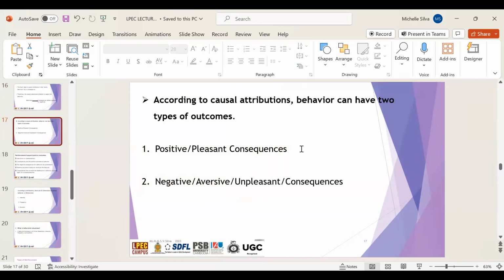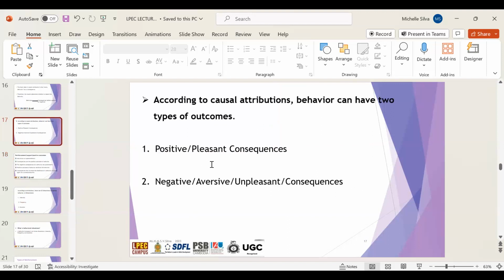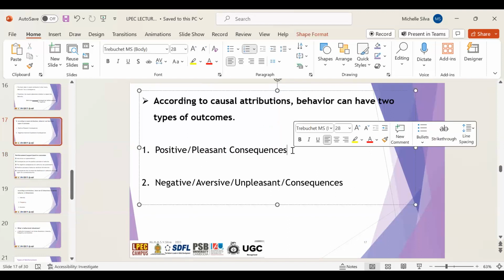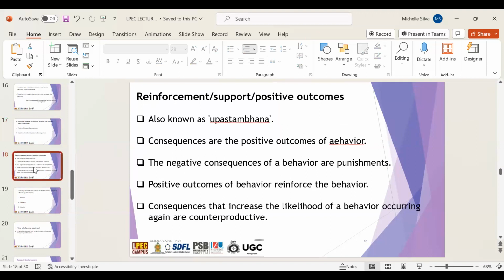For example, for positive it is appreciation. An example for negative is blaming on me. Please recall those two incidents. When we talk about reinforcement or a positive outcome, simply we can say this positive consequence is like reinforcement. But a negative consequence is like a punishment for me. So reinforcement is simply a positive outcome, a positive consequence.